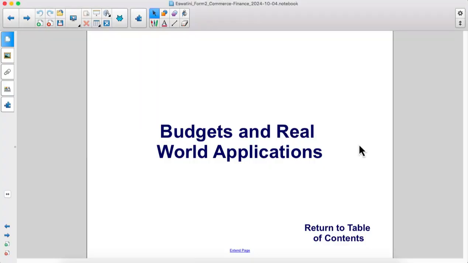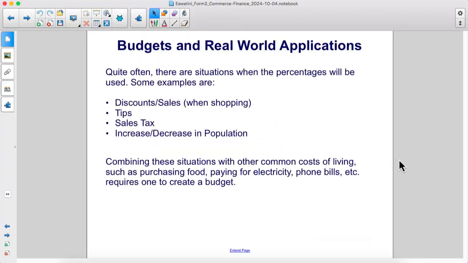Budgets and real-world applications. Quite often, there are situations when percentages will be used. Some examples are discounts and sales when shopping, tips, sales tax, and increase or decrease in population. Combining these situations with other common costs of living, such as purchasing food, paying for electricity, phone bills, etc., requires one to create a budget.